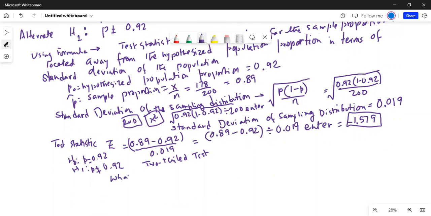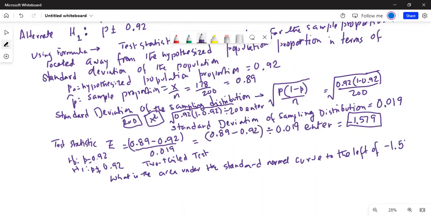What is the area under the standard normal curve to the left of minus 1.579? So remember the picture diagram of the standard normal curve.